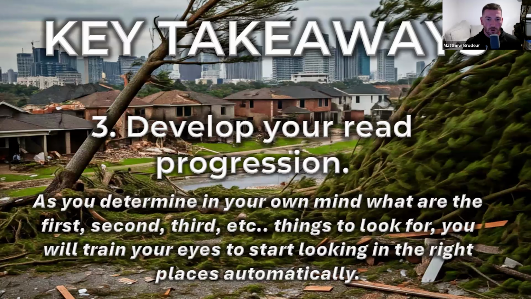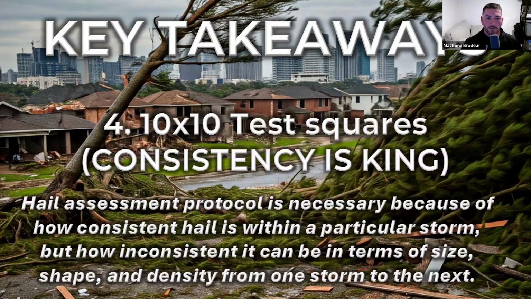That way, you're pulling in all the details that there are to be had, and you're going to ask the right questions. Number 4, 10 by 10 test squares. Consistency is king. If there was only one takeaway from this entire thing, consistency is king when it comes to storm damage assessment. Hail assessment protocol is necessary because of how consistent hail is within a particular storm, but how inconsistent it can be in terms of size, shape, and density from one storm to the next.